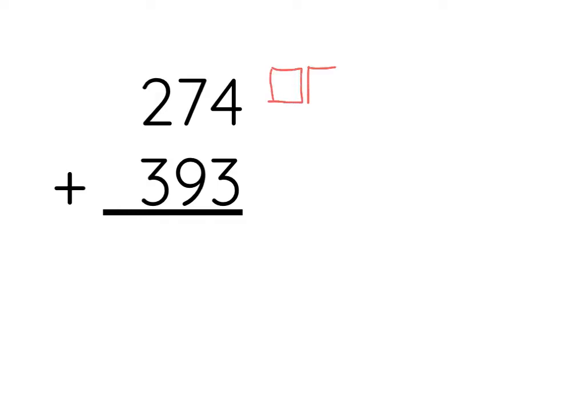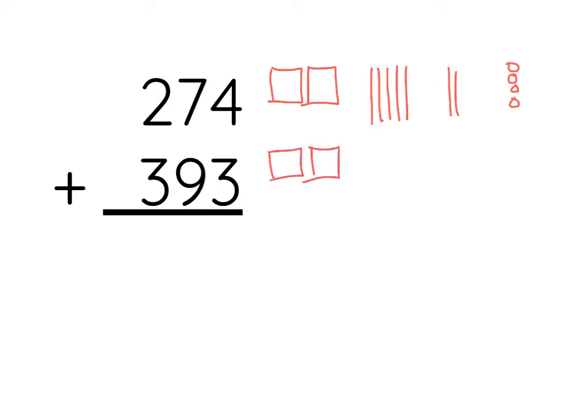274, so 200, 10, 20, 30, 40, 50, leave a space. 60, 70, leave a space. 1, 2, 3, 4. Now I have 300s, which are squares because they stand for 10 strips of 10. 10, 20, 30, 40, 50, leave a space. 60, 70, 80, 90, and 3 ones.